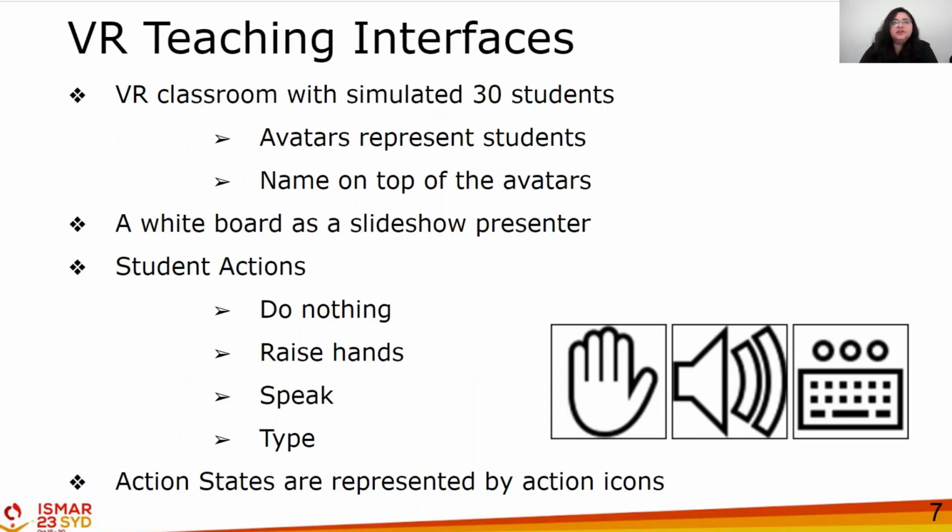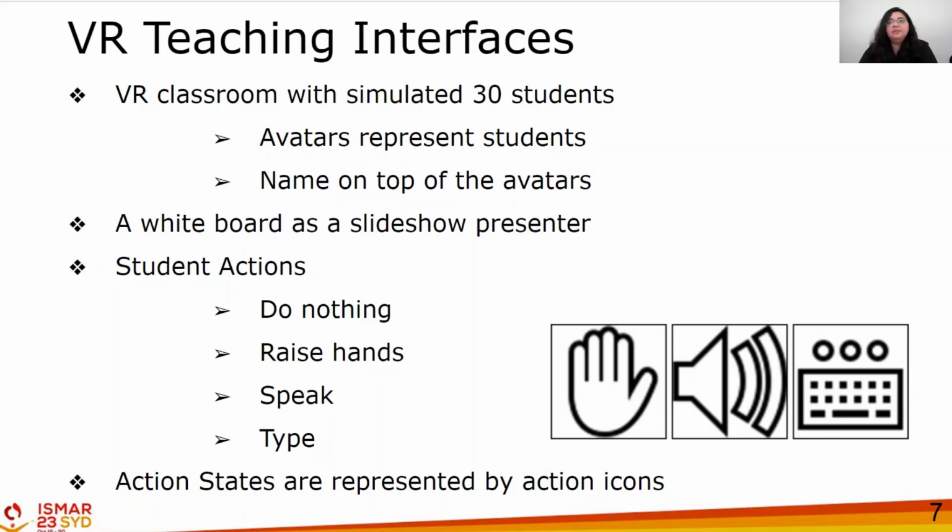We designed an interface for teachers for our experiment. I'll show the picture after a couple of slides. It has a VR classroom with 30 students' avatars placed at arbitrary locations inside the VR classroom. Each student is represented by an avatar. The name of the student is shown on top of the avatar. The classroom had a whiteboard which worked as a slideshow presenter which the users could use to teach the class.